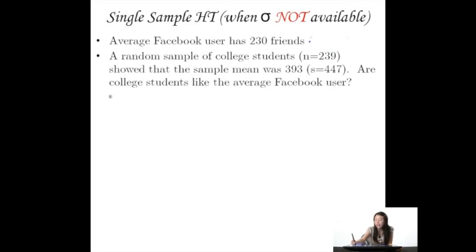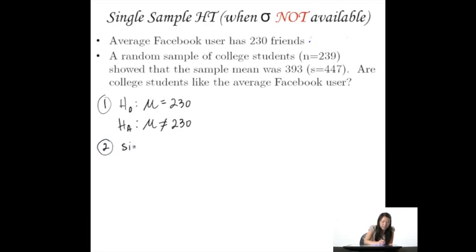So let's go ahead and start off just hypothesis testing. So our null hypothesis is mu equals 230, that our sample of college students is just like everybody else. Our alternative is that they are different from everybody else. Right? Different in some way, either have more friends or way less friends.